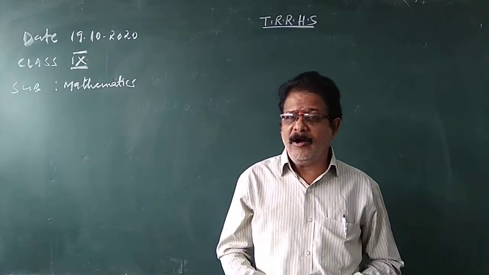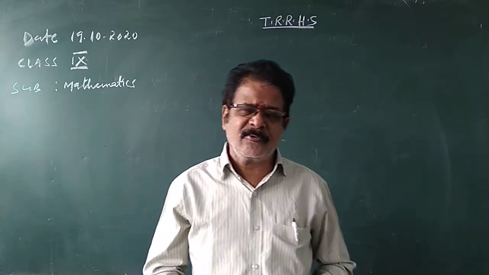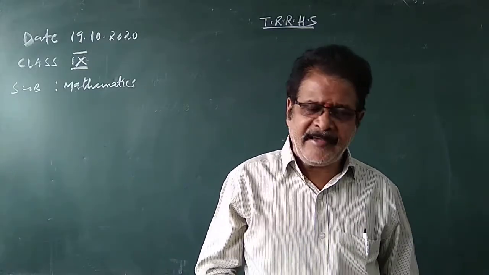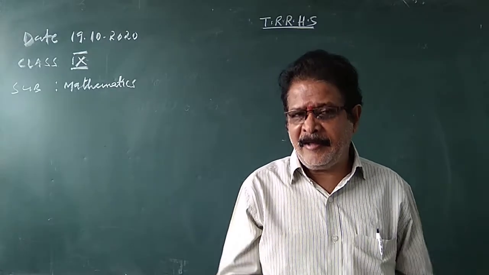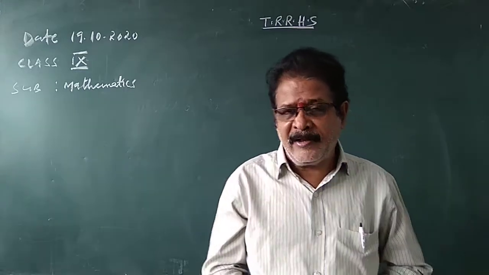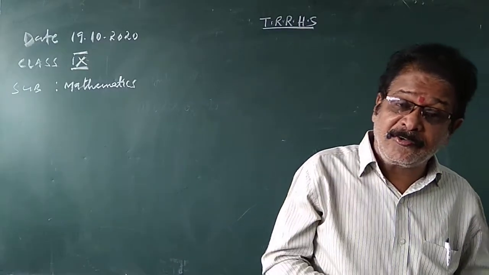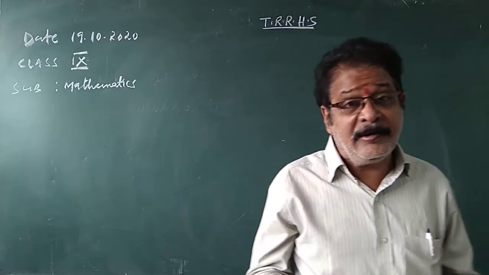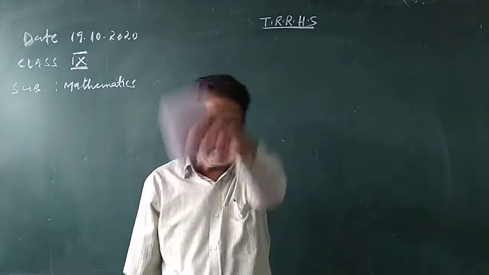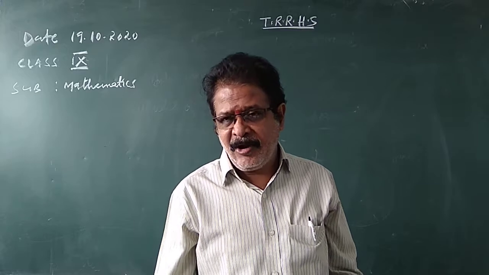So in the last class we have discussed algebraic identities. They are (x+y)², (x−y)², (x+y)(x−y), and (x+a)(x+b) = x² + x(a+b) + ab. That is splitting the middle term. Factorization also we have learned, and (x+y+z)², (x+y)³, (x−y)³, x³+y³, x³−y³, and (x+y+z)(x²+y²+z²−xy−yz−zx) = x³+y³+z³−3xyz. These all identities we have discussed.